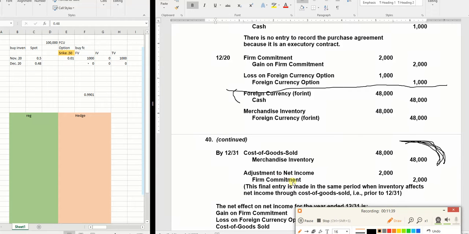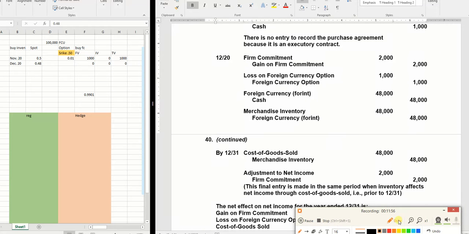And then I need to also get rid of my firm commitment, which is sitting at $2,000. And you can feel free to debit cost of goods sold on the exam. It would be inventory or cost of goods sold whenever it's sold. But a lot of times these are immaterial, so you just take it to cost of goods sold.